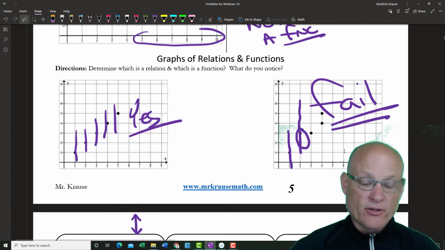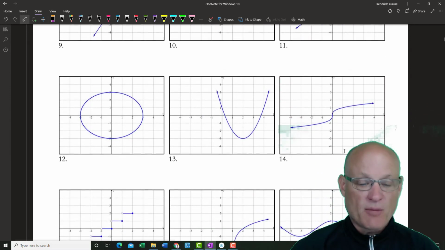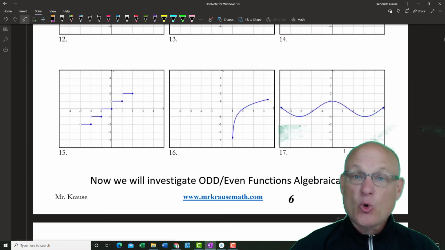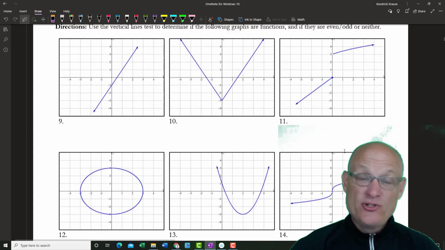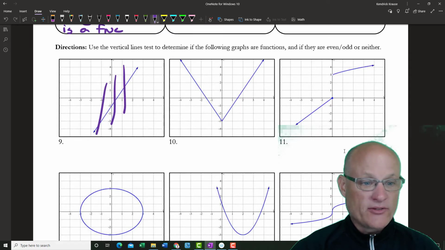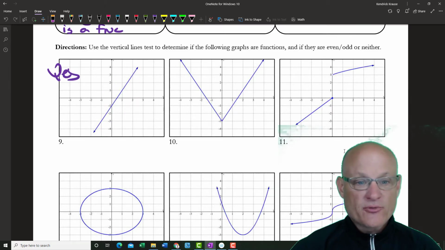Okay, so here's what I want you to do. We're going to take a look at these. We'll come back to the odd even stuff in just a second. But we're going to take a look at all 9 of these, and we're going to quickly tell if they're functions or not, just based on the vertical line test. So if you draw a vertical line in and it only hits it once, then yes, it is a function. So we're going to write yes here. This one is also a function, yes.